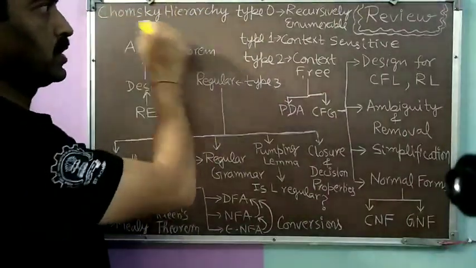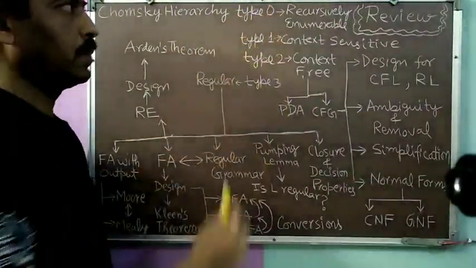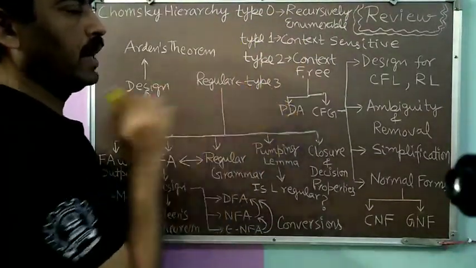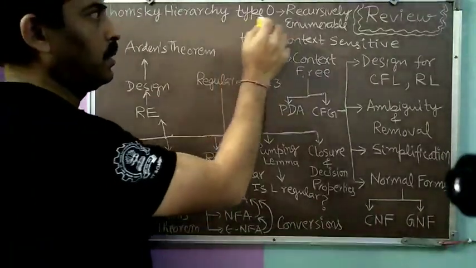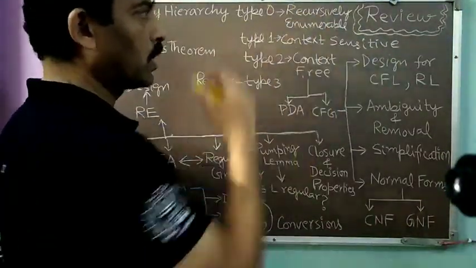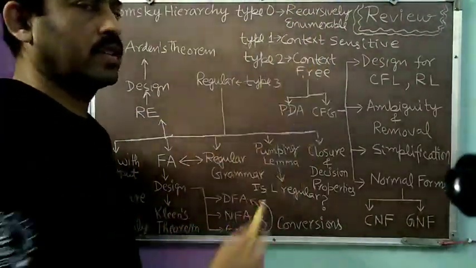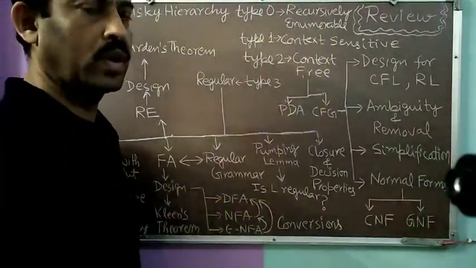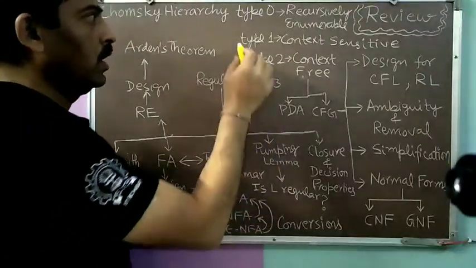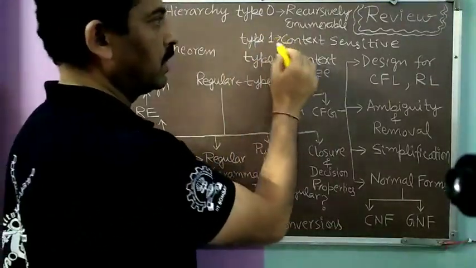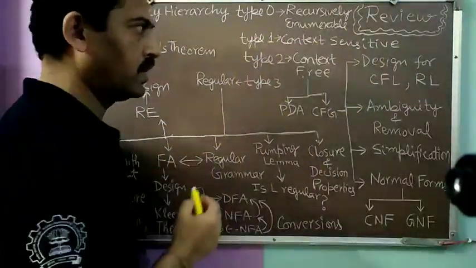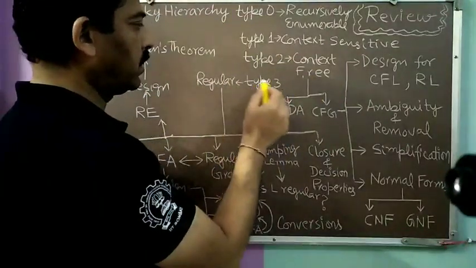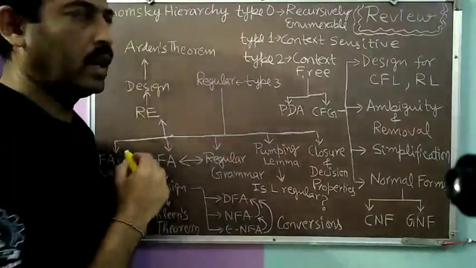And as per the Chomsky hierarchy, we have four types of languages: type 0, type 1, type 2, and type 3. Okay. So type 0 languages are recursively enumerable languages. We have already discussed what should be the format of the productions in this particular kind of language. Then we have discussed type 1, the context sensitive languages, and type 2, the context free languages, and type 3, which are the regular languages.